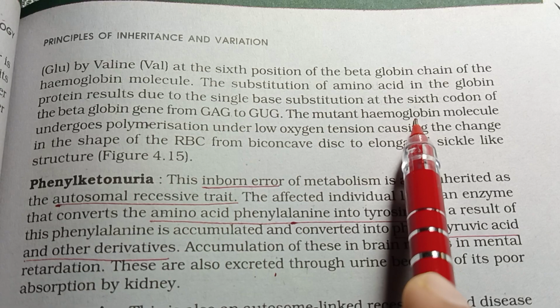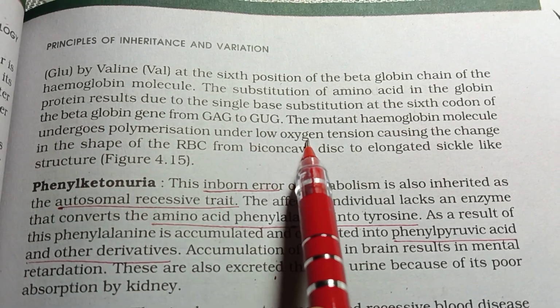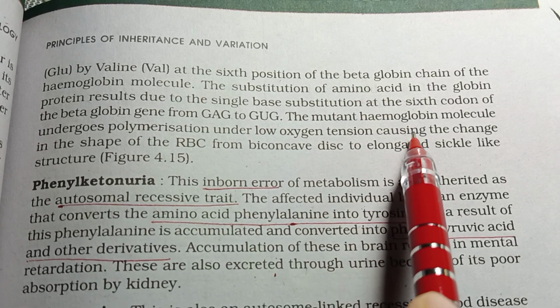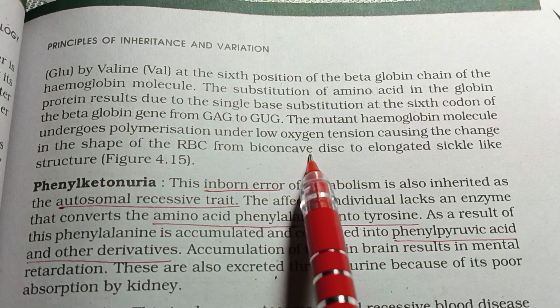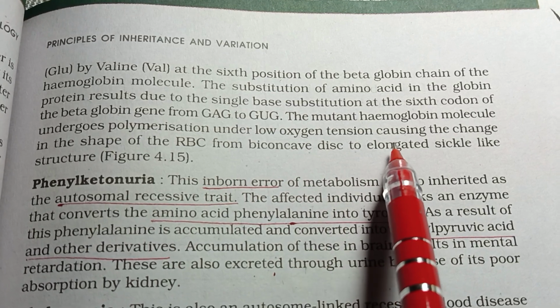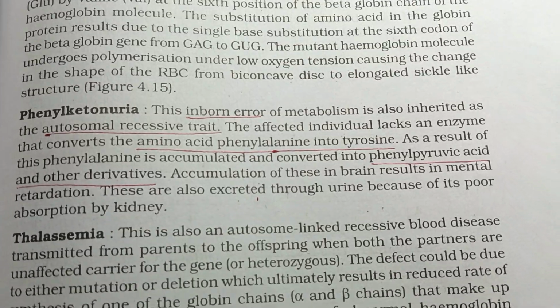The mutant hemoglobin molecule undergoes polymerization under low oxygen tension, causing the change in the shape of the RBC from biconcave disc to elongated sickle-like structure.